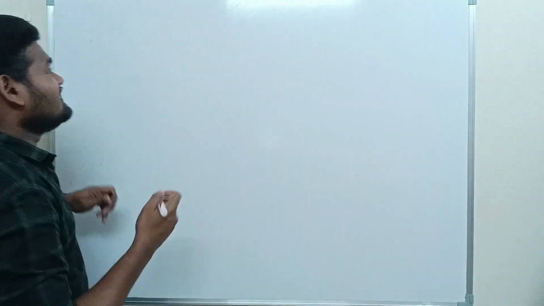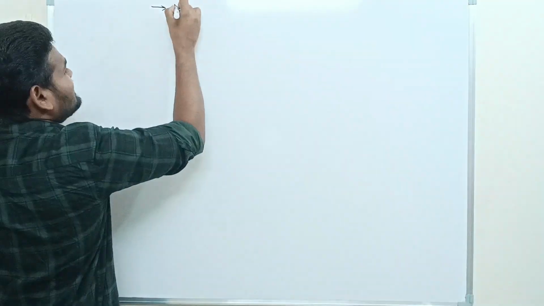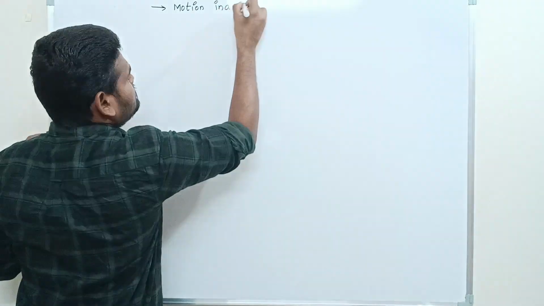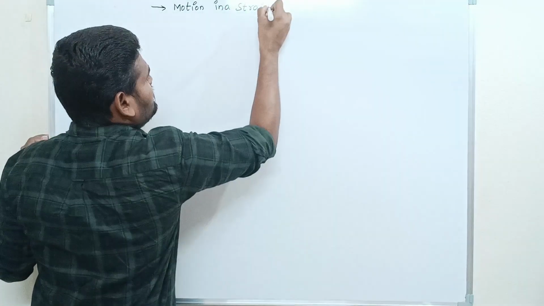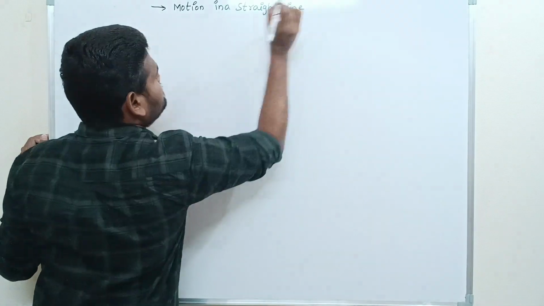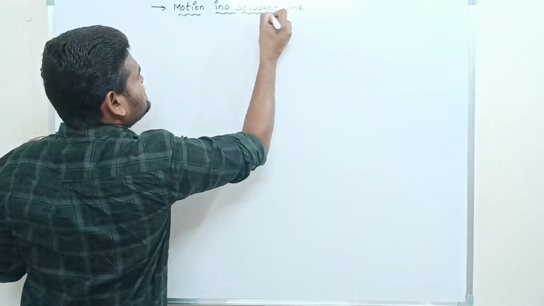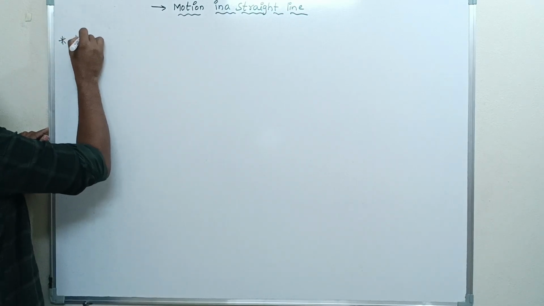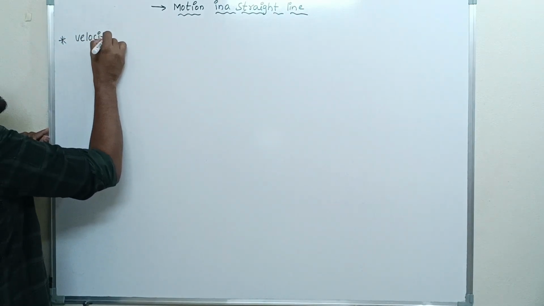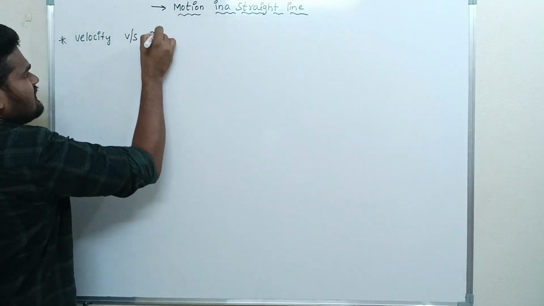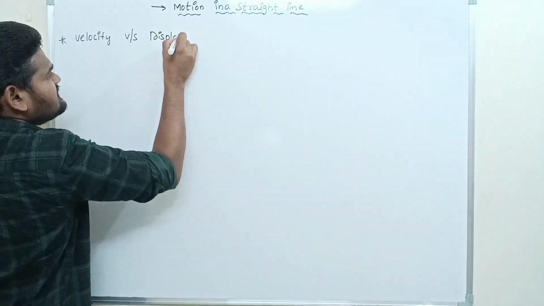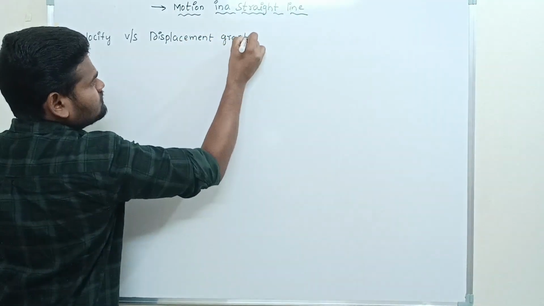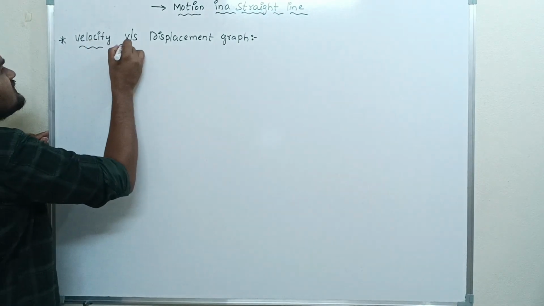So what is the chapter going on? Motion in a straight line. What is the concept today that we are going to discuss? That is the velocity versus displacement graph. Have a look.